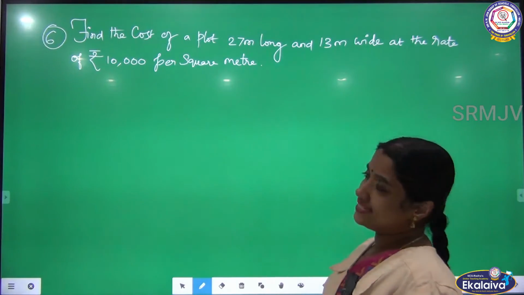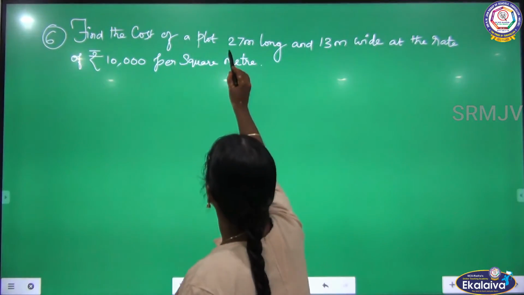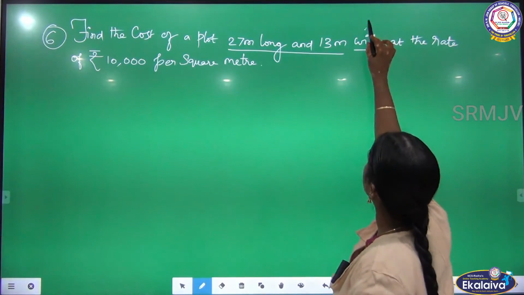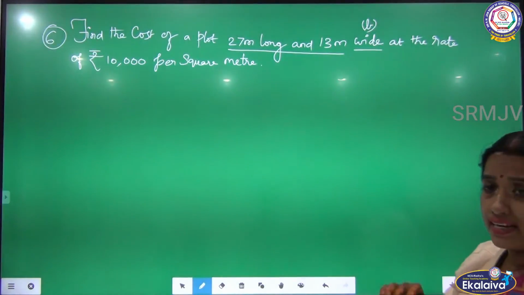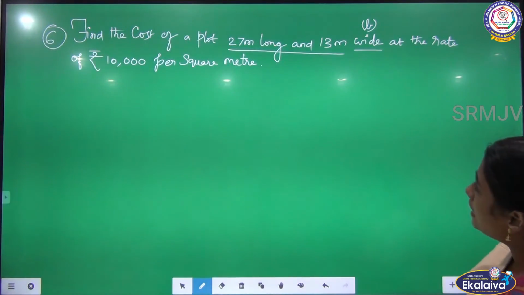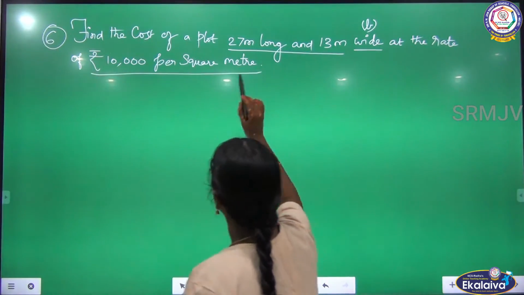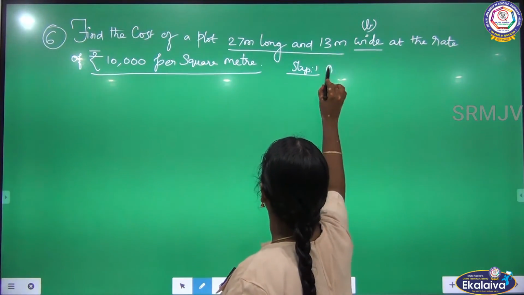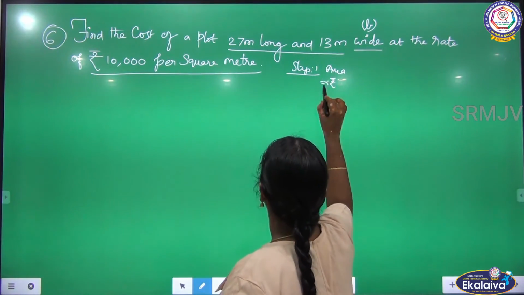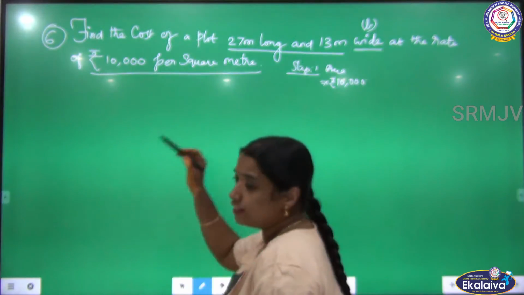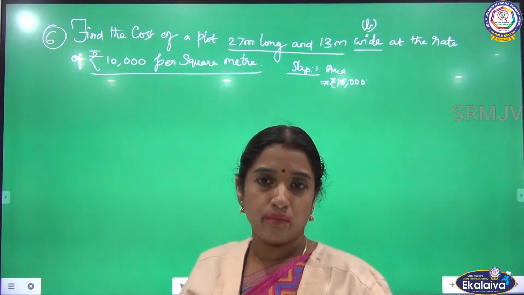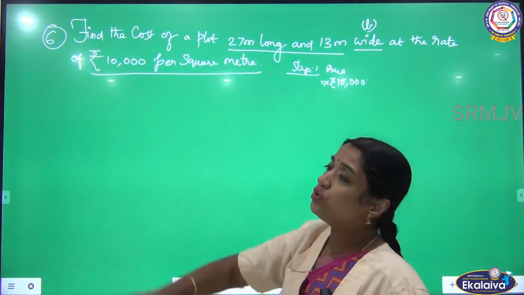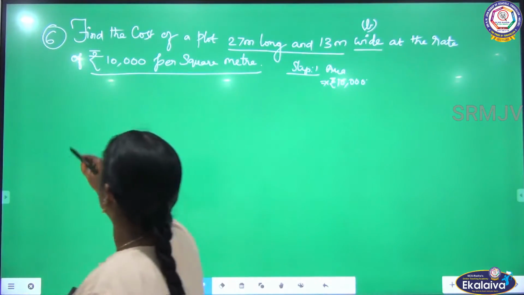Listen. Sixth one. Find the cost of a plot 27 meter long and 13 meter wide. Wide means breadth. So, length and breadth means it is in which shape? Rectangular shape. At the rate of rupees 10,000 per square meter. Step 1, I am going to find out the area and then I have to multiply with 10,000. So these are the two steps I have to do here. First, I find the area of a rectangle. After I get the answer, I have to multiply it by 10,000. Is it clear, children?